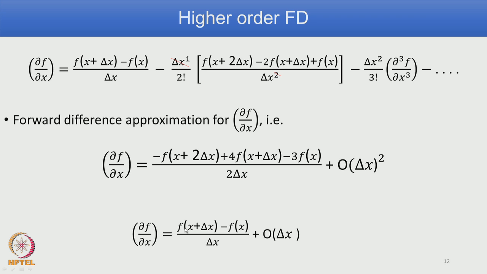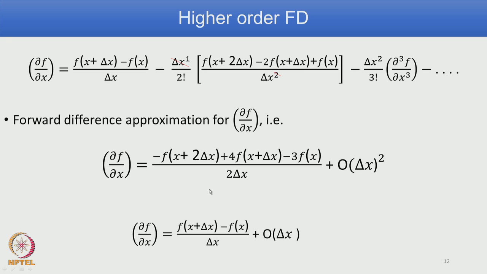So, that we have f of x plus delta x minus f of x by delta x, and that is of order delta x for the same first derivative. If you observe these two expressions very closely, here we consider the immediate neighbor, that is x plus delta x, and in the higher order expression we consider the immediate neighbor x plus delta x and one more neighbor which is x plus 2 delta x.